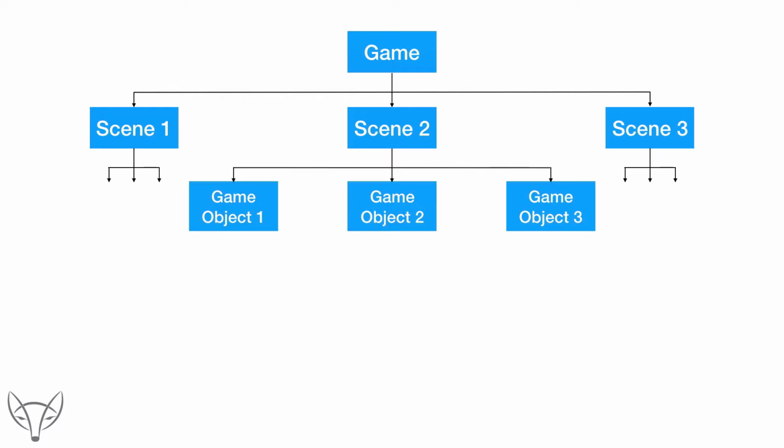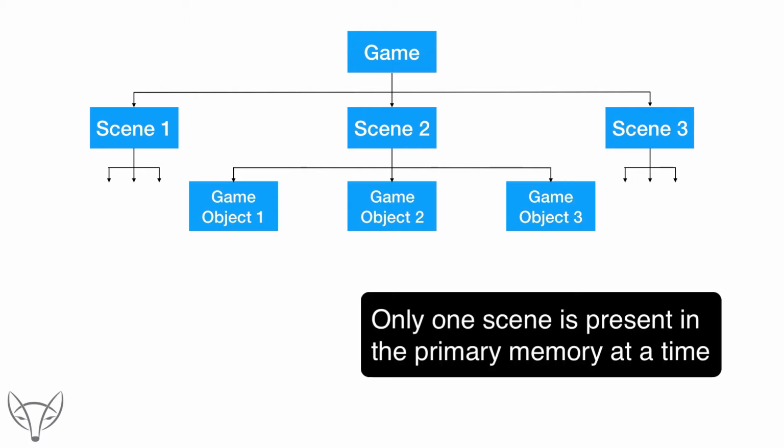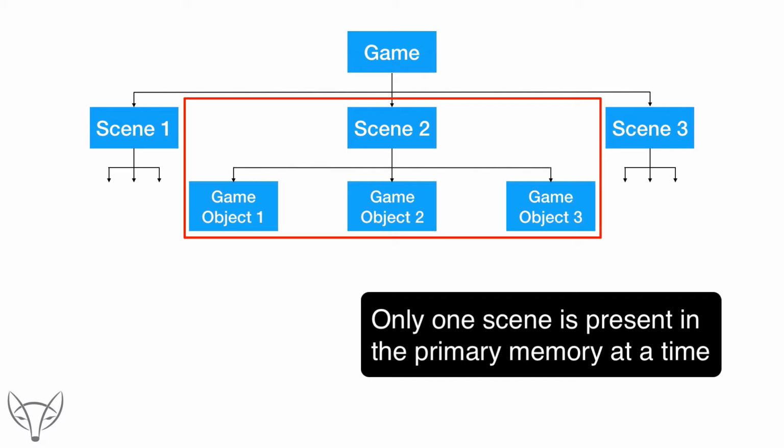Using an analogy, you can see game objects in a scene much like actors or props in a scene of a theater play. Aside, the reason Unity uses scenes is that only one scene is present in the primary memory at a time. When Unity changes scenes, it purges all game objects belonging to the old scene from the memory and loads in all game objects from the new scene.